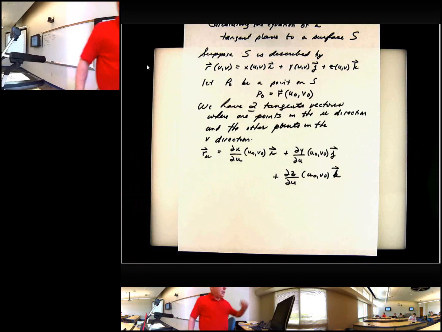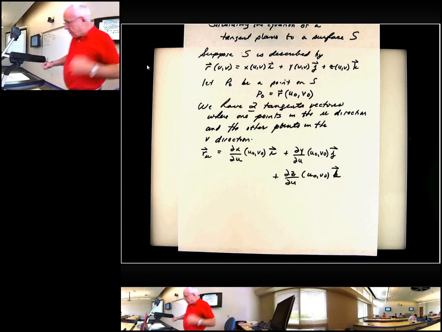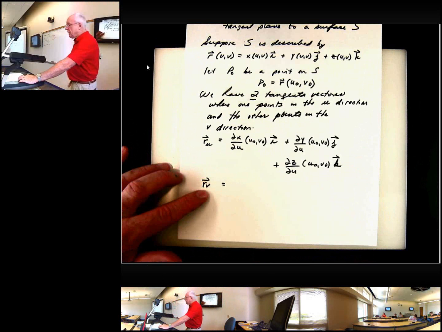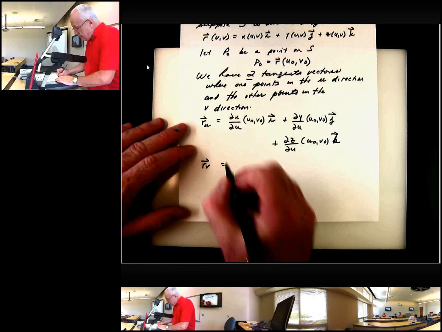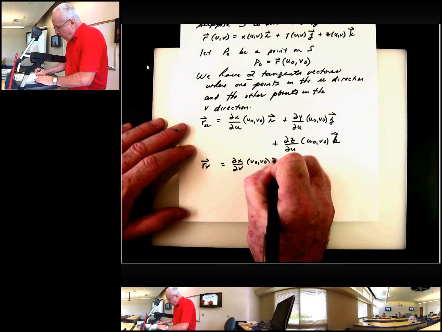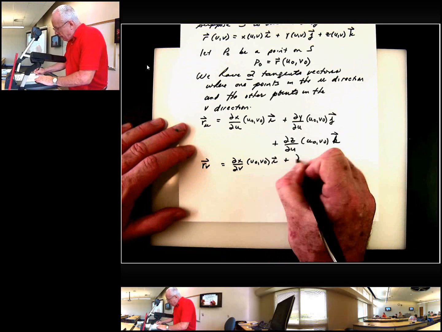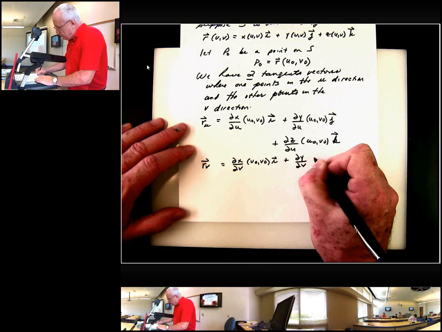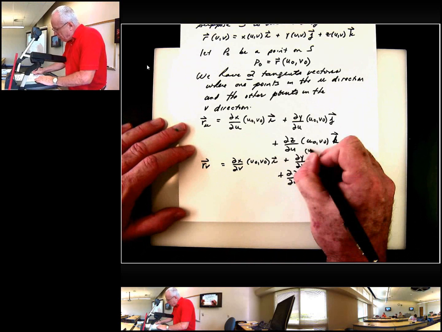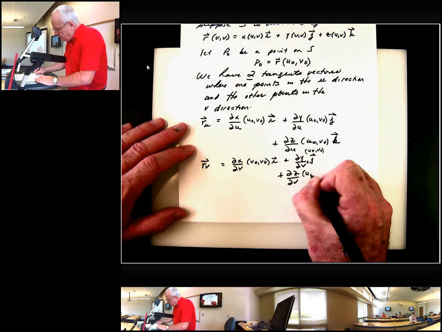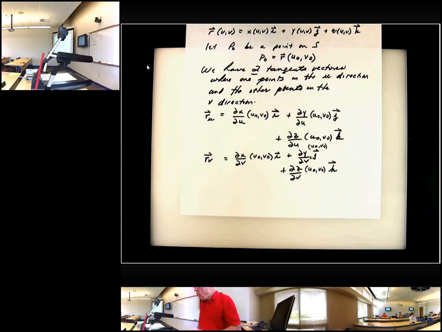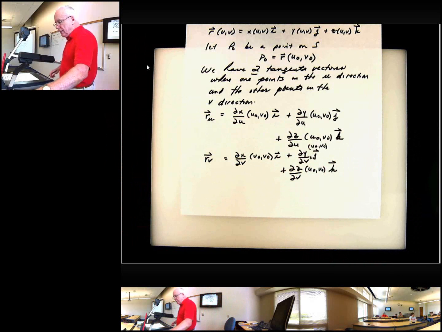And we do the same thing for the r_v tangent vector. So for this one, we take the partial derivative with respect to v. So we have dx/dv times the i vector, and then we have dy/dv times the j vector plus dz/dv, and this should be evaluated at u naught, v naught, and that's times the k vector.